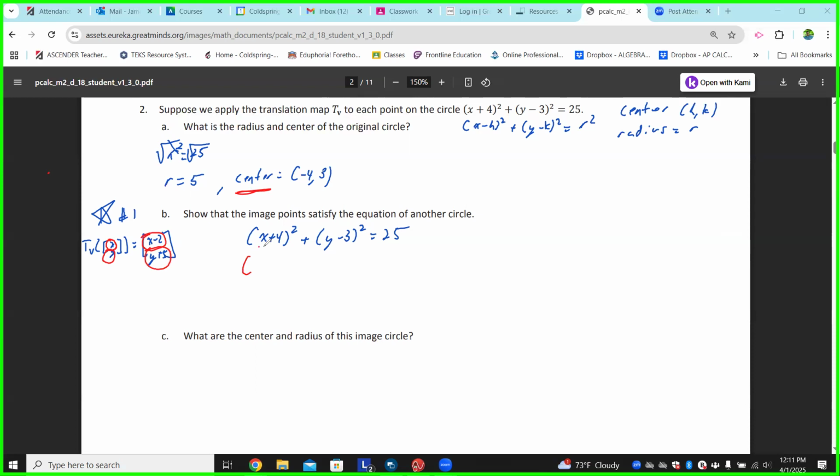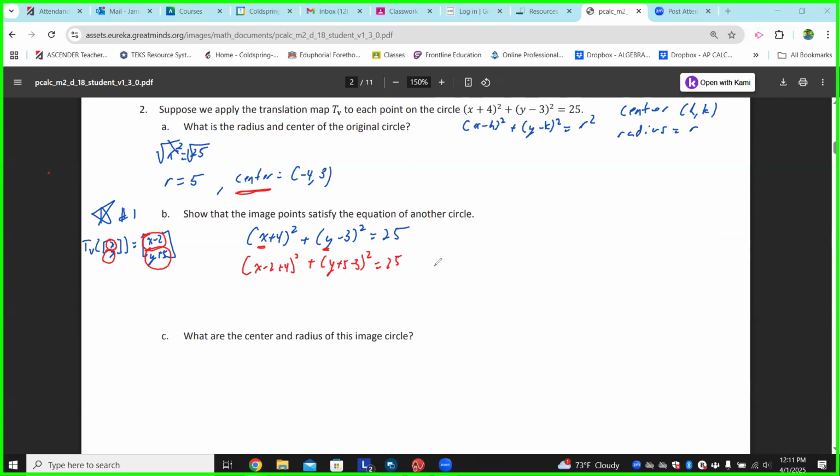So I'm going to replace x with x minus 2, and there's still a plus 4 there, squared. I'm going to replace y with y plus 5, but there was still a minus 3 there. So all I did to map this transformation on this circle is I just replaced x and y with whatever the transformation was. In this case, it was x minus 2 and y plus 5. So everyone good with this?